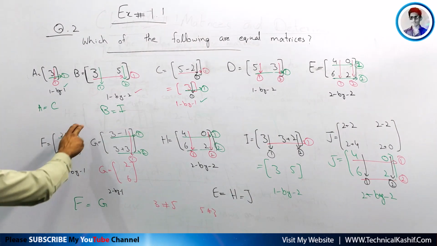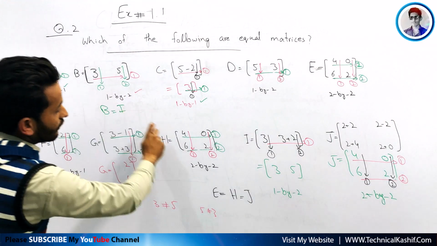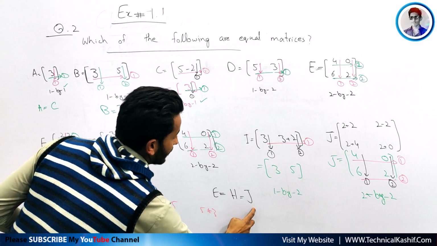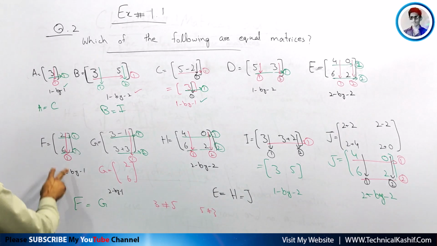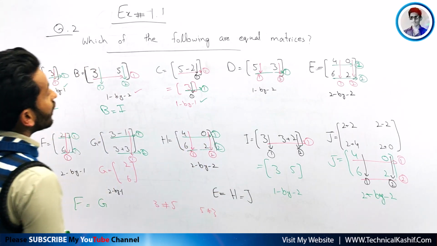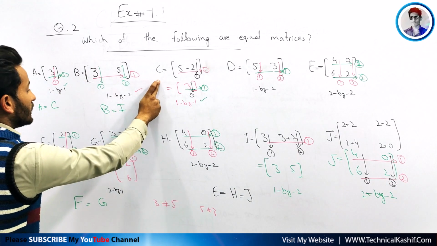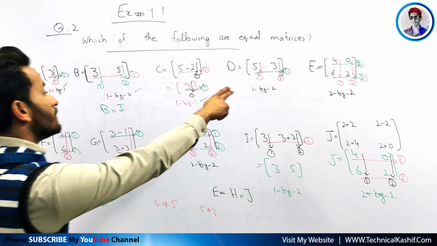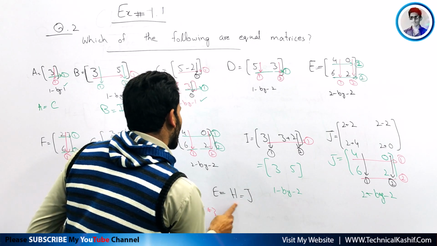There are 4 equalities. A is equal to C, B is equal to I, E is equal to H and J, and F is equal to G. So these are 4 equalities in this whole question. First one, A matrix is equal to C, second one, B matrix is equal to I, third one, E matrix is equal to H and J. These 3 matrices are equal.